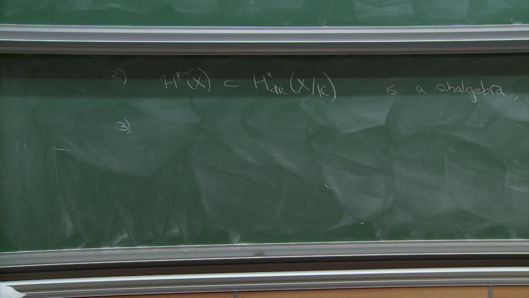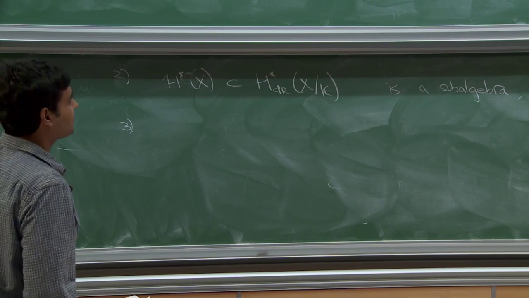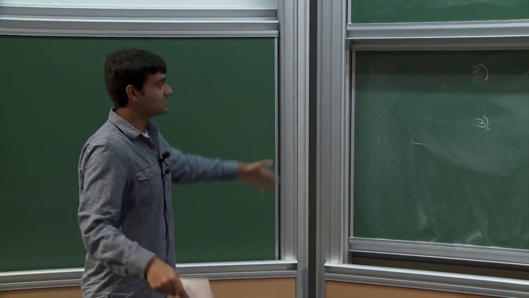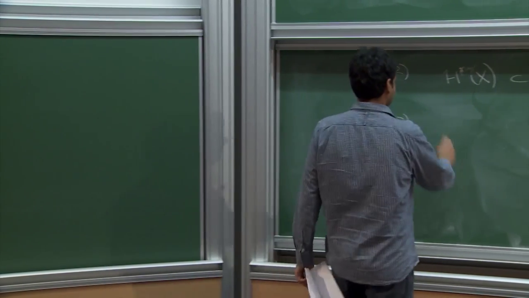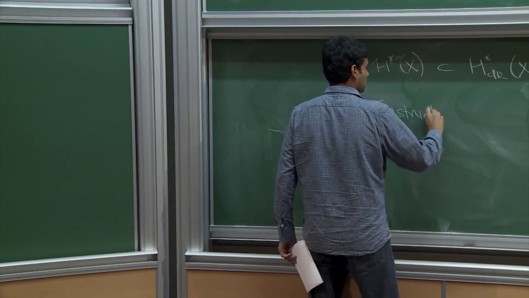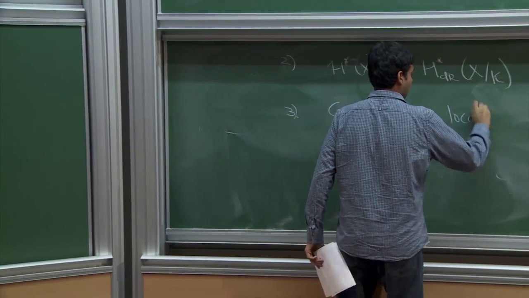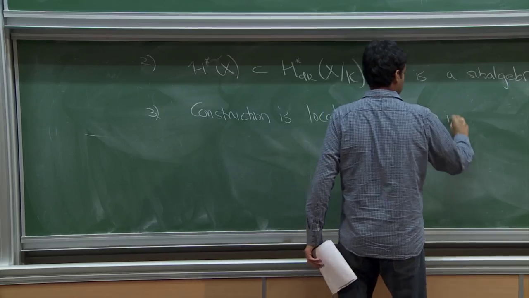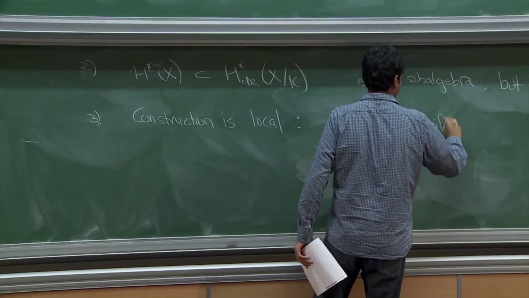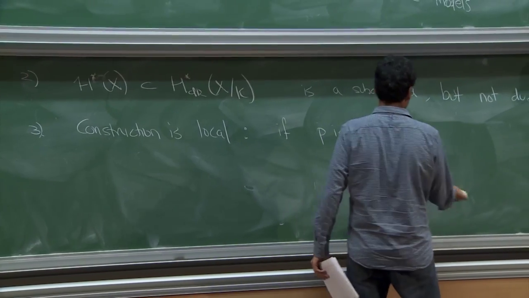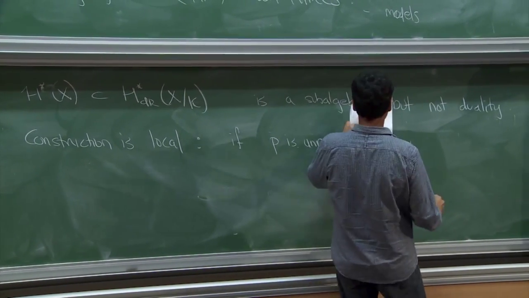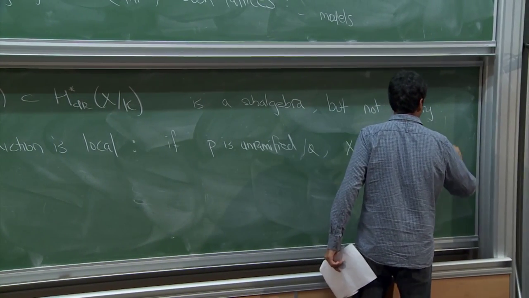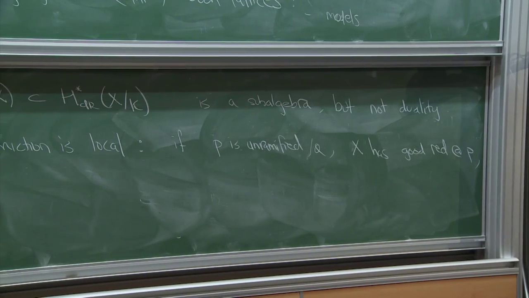OK, and then, where does all of this come from? The construction is essentially local. I mean, one can state it like this, but you do it locally at all primes, and then you make sure that your construction for most primes is compatible with some standard one. So what do I mean? I mean that if P is unramified, so P is a prime of the field K, and it's unramified over Q. Let's see what else. I need X to have good reduction at P, meaning there is some model with good reduction at P.